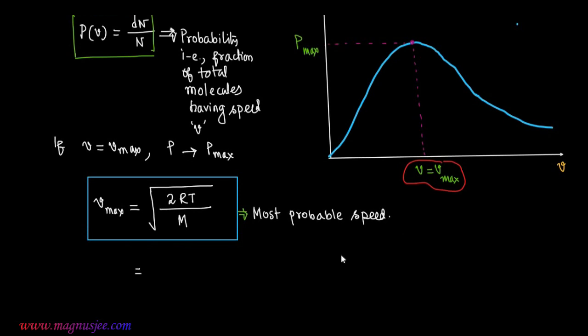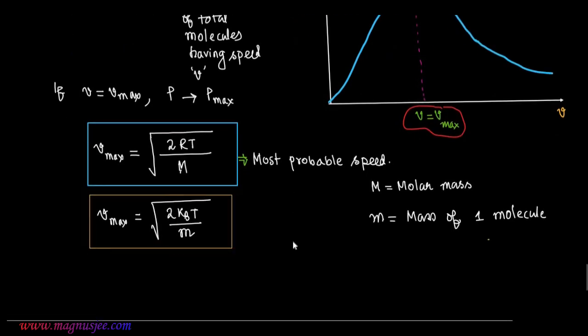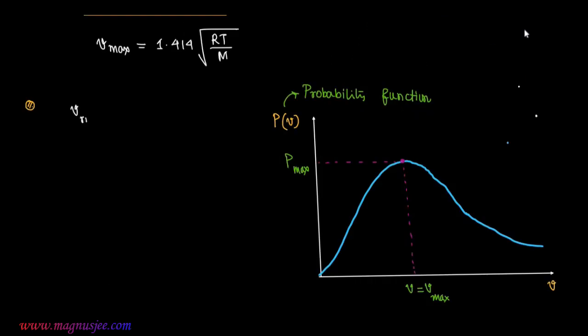Here capital M is the molar mass of the ideal gas. So Vmax is also root over 2kT by small m, where small m is the mass of one molecule. That is the most probable speed of gas molecules. Vmax is equal to root over 2RT by capital M, and also equal to 1.414 root over RT by capital M.